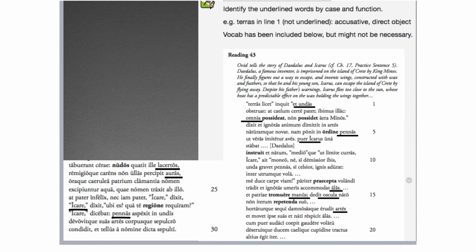All right, identify the underlined words by case and function. So the example is: the underlined word, undas, is accusative direct object. Puer Icarus, nominative subject. Icare, vocative, direct address. So this is part of the noun review. Most of these will be pretty basic in terms of function, but it's a good way just to review those functions of the nouns.